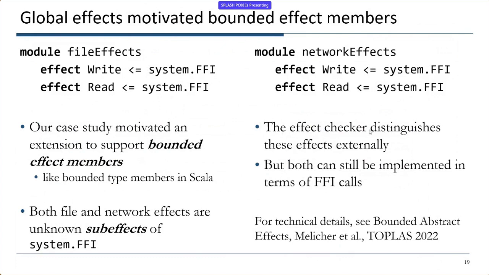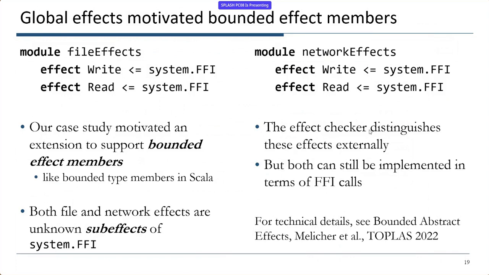There's a solution to this from the typing literature, right? It's basically bounded polymorphic types, or bounded type members, again, as is provided in Scala. So what we'd like to say is not that write is equal to system.ffi, but we'd like to expose an interface that says write is a specialization of system.ffi, and read is as well. So now these are actually distinct.